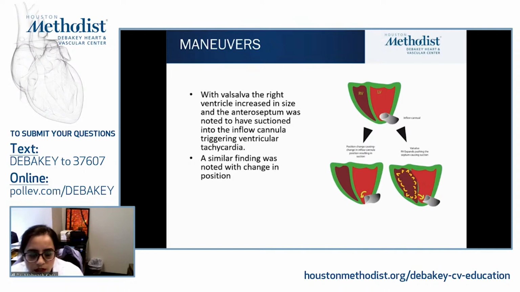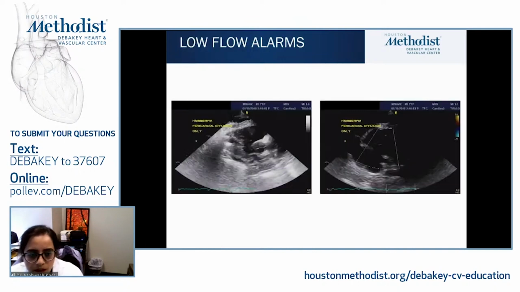Again, this highlights the LV-RV interdependence, and as you can see, if the RV is enlarged, it can push against the interventricular septum and cause suction. Similarly, if the cannula position is very off axis, it can cause suction regardless of the septal position. And this is why it can be helpful in understanding some of the alarms.